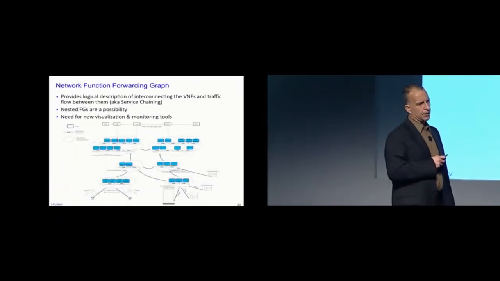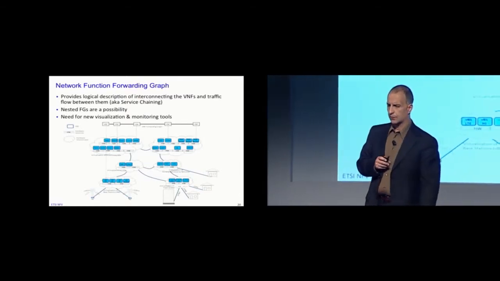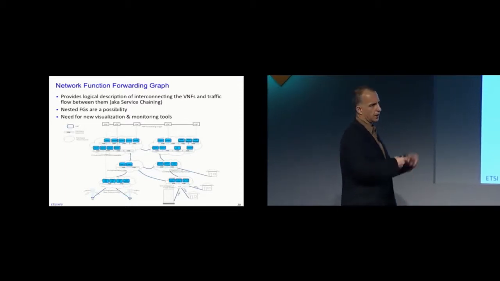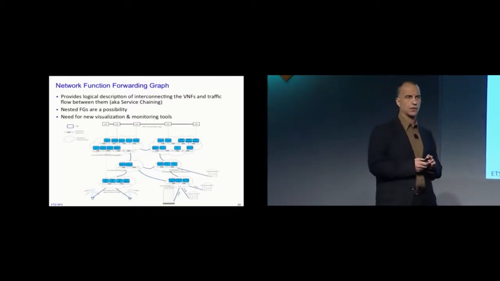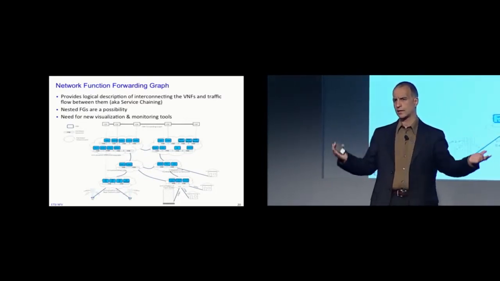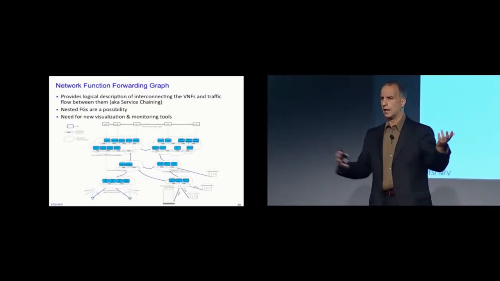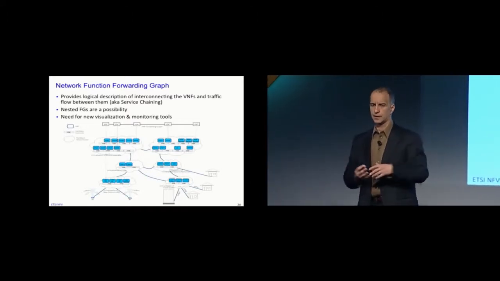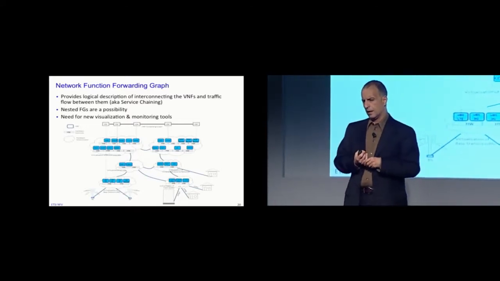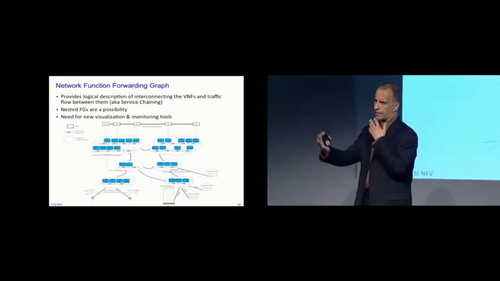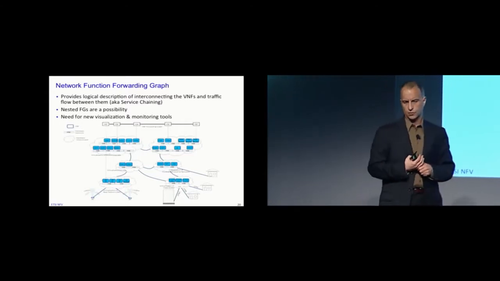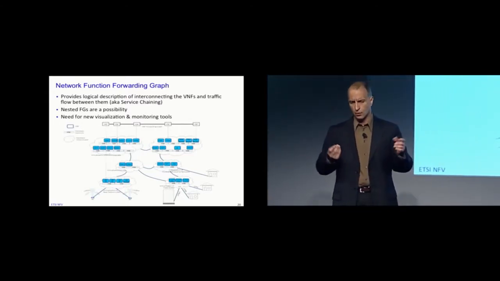Another thing that presents a lot of interest is the network functions forwarding graph. That provides a logical description of interconnecting the various network functions in your infrastructure, because now that you're virtualizing the functions, somehow you need to interconnect these, right? You need to couple these. Some people call this service chaining. This is a term I don't particularly like myself because it has the chain thing in it, but you can think of it as service or function concatenation or coupling or linking.